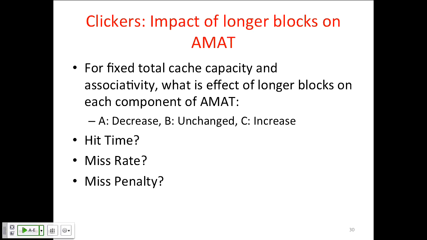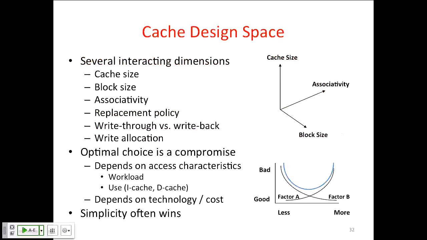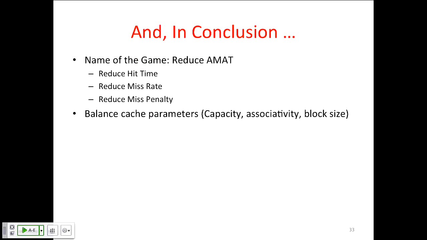Okay, this one you can do by yourselves. So the name of the game is reduce AMAT: reduce the hit time, reduce the miss rate, reduce the miss penalty. You have to balance all these parameters. So next time we'll talk about more advanced stuff in caches.